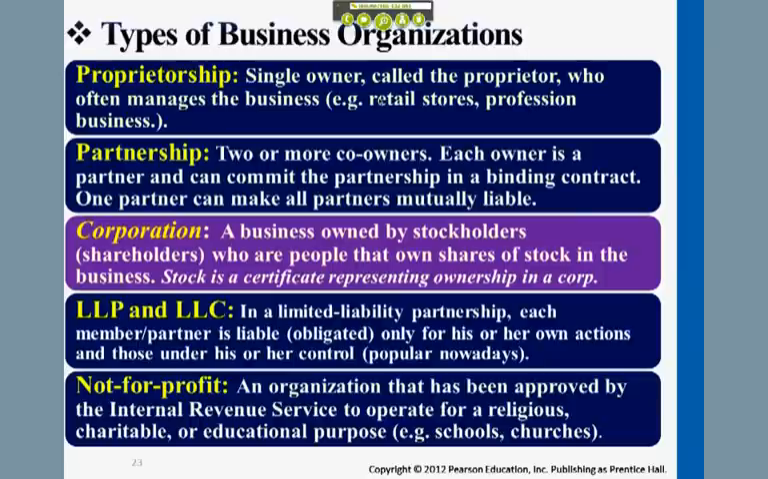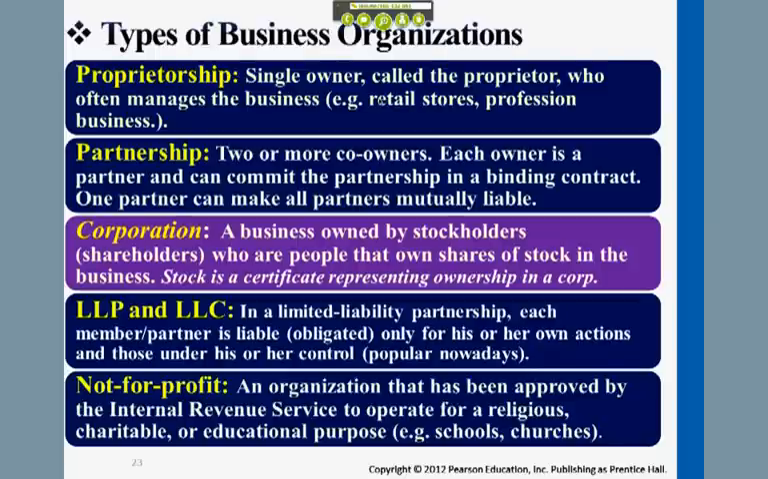So we have proprietorship, a single owner that takes care of all the activities in the business. We have partnership, two or more co-owners, and they have mutual liability contracts. They're responsible for each of their actions, at the same responsibility level. Limited liability partnership is basically the opposite of a general partnership organization. They're only responsible for their own actions and not other partners.